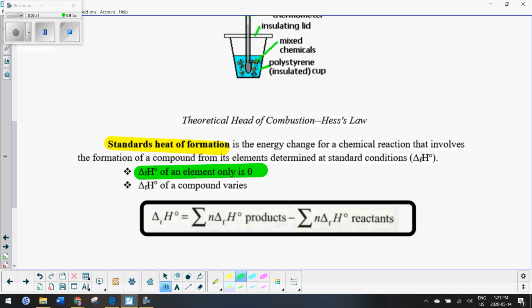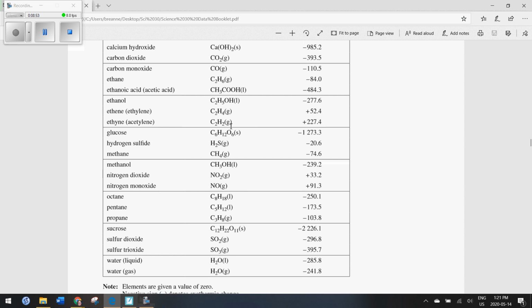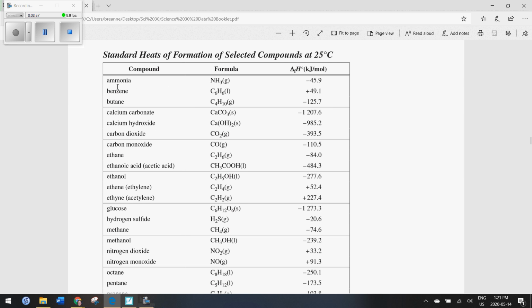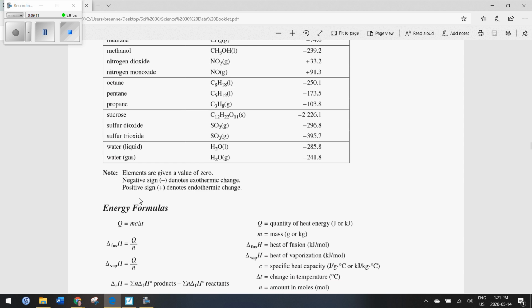Now, the heat of formations of compounds vary, so that's what this table on page 5 in your data booklet is for. Okay, so ammonia's heat of formation is negative 55.9 kilojoules per mole. Benzene is positive 49.1 kilojoules per mole, and so forth. It also tells you in the table at the bottom, elements are given a value of 0. Okay, so you don't really have to memorize it. It's given to you right in your data booklet.